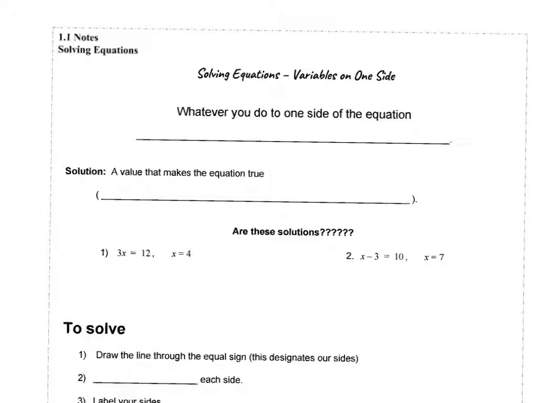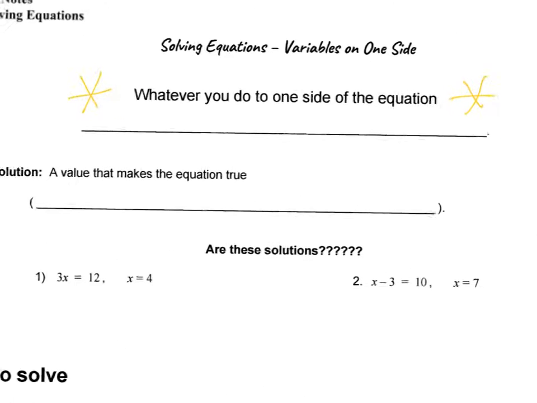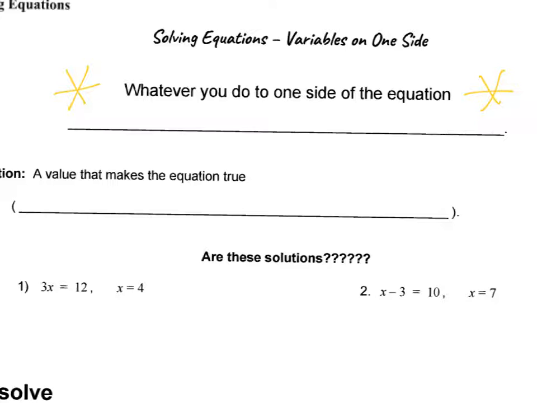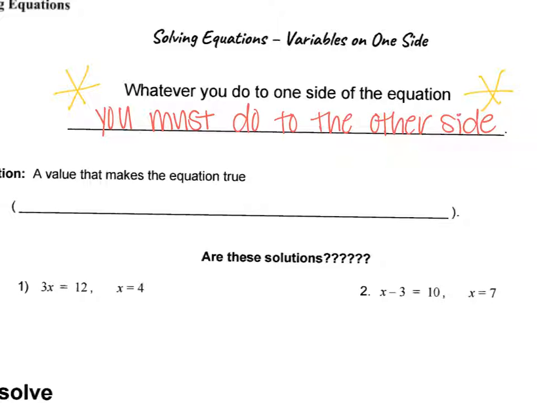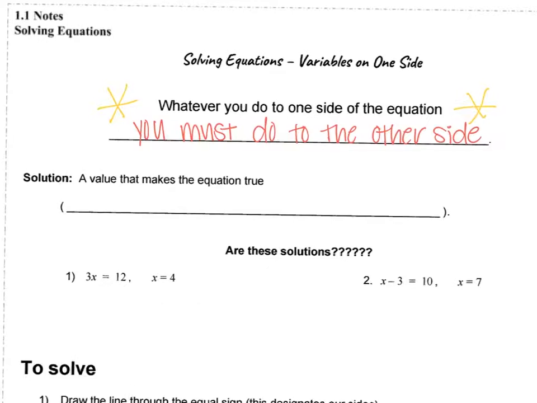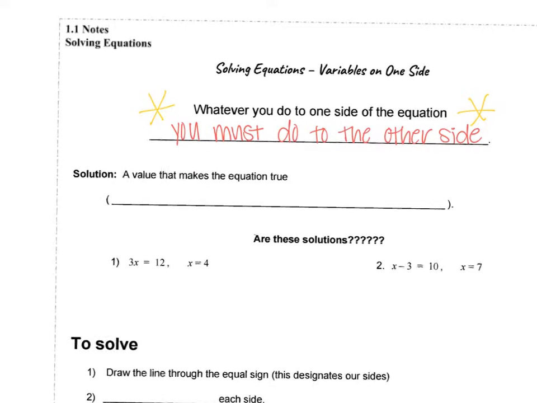Golden rule. This is the golden rule when solving equations. This is most important. And here it is. Whatever you do on one side of the equation, you must do to the other side. Golden rule, and y'all already know this. If I subtract 4 from one side of the equation, I got to subtract 4 from that other side of the equation. That is the one golden rule that you've got to remember when solving.